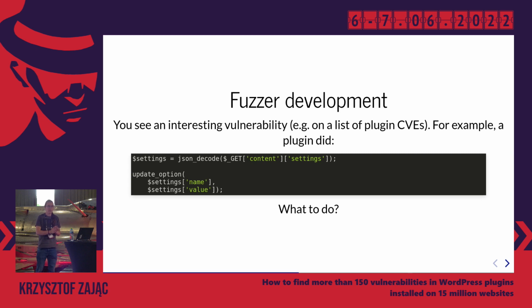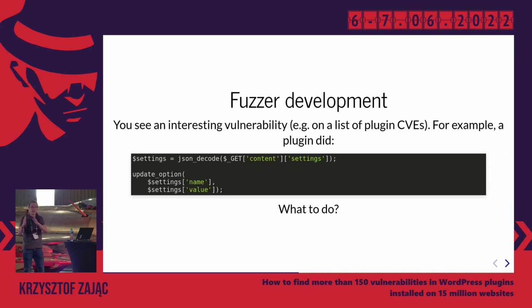What was important in terms of the development of the tool is how to incorporate knowledge about existing vulnerabilities into the code. For example, when I'm browsing the list of known plugin vulnerabilities and I see something interesting, for example, a plugin treats GET parameters as an array, extracts some key, then decodes it as JSON and updates an option. From what we already know, this is a security vulnerability.